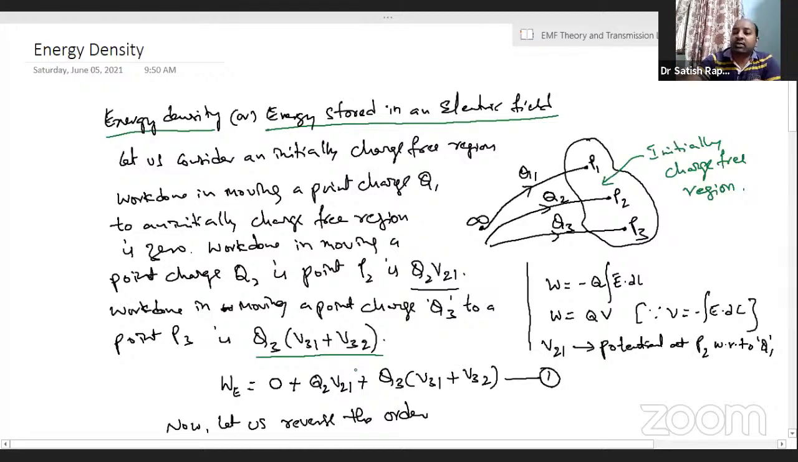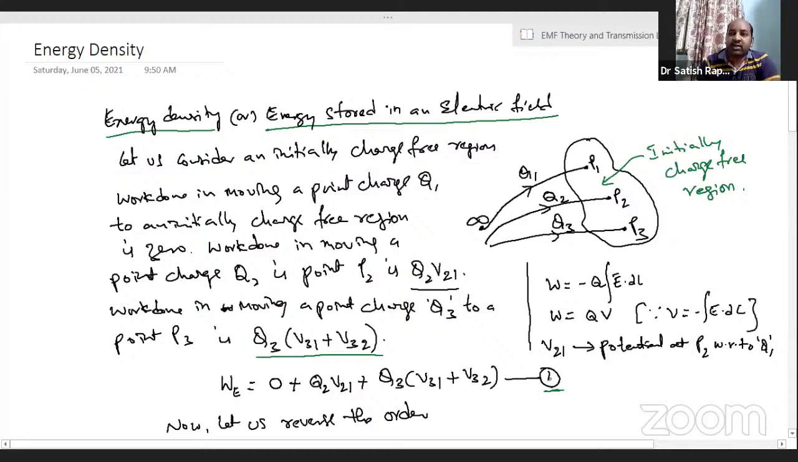So the total work done in moving 3 point charges is equation 1, right? So equation 1 is the total work done in moving 3 point charges. So now let us reverse the order.